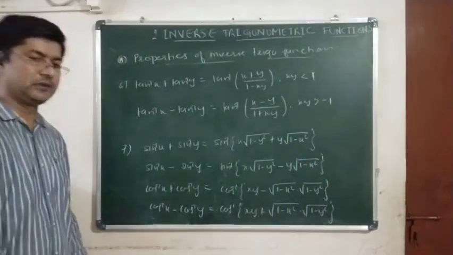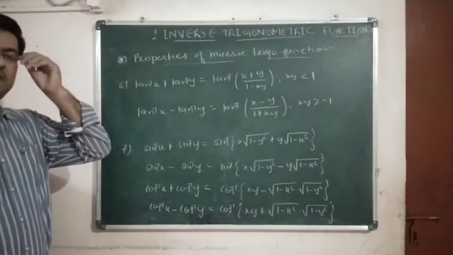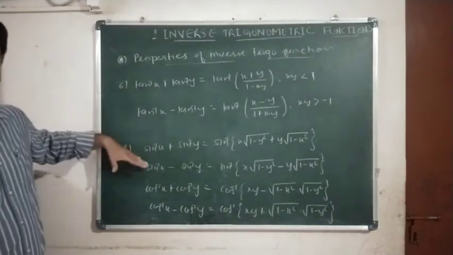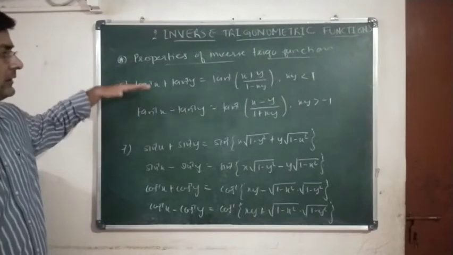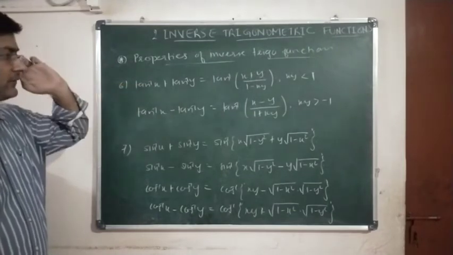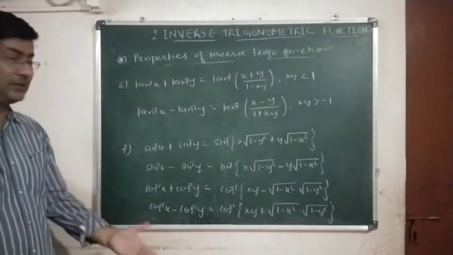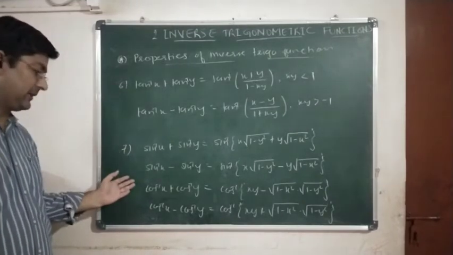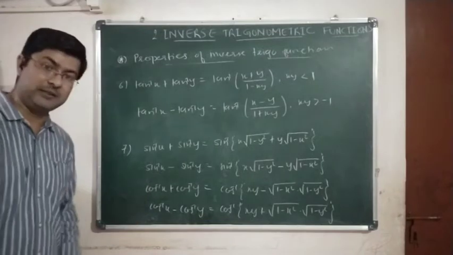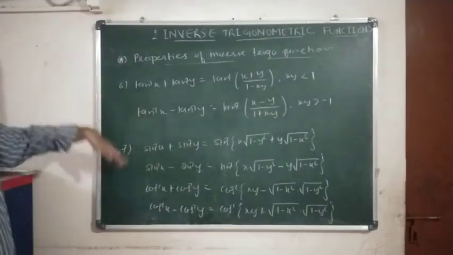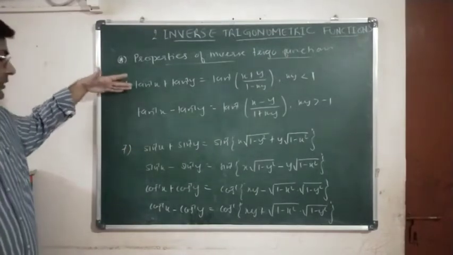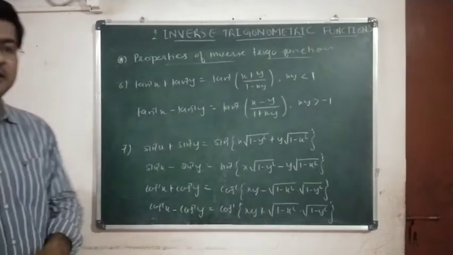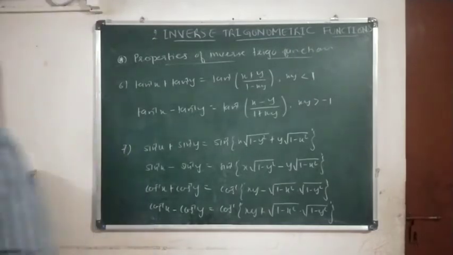Okay, if you notice these properties, you will find that these properties can be proved using the formulas. We already have the formulas of tan a plus b, tan a minus b, sin a plus b, sin a minus b, cos a plus b, cos a minus b. We will prove one or two properties, and then the remaining you can understand.